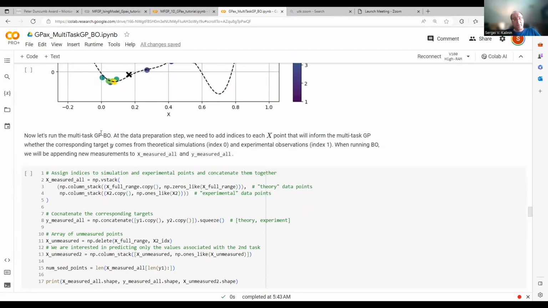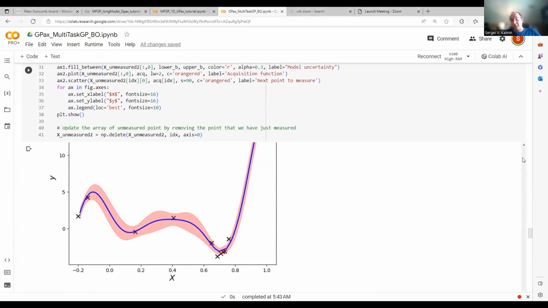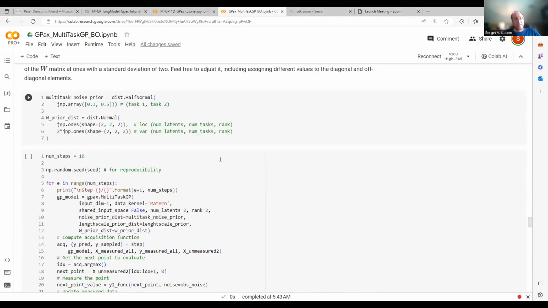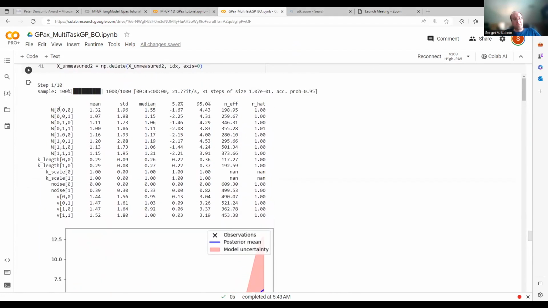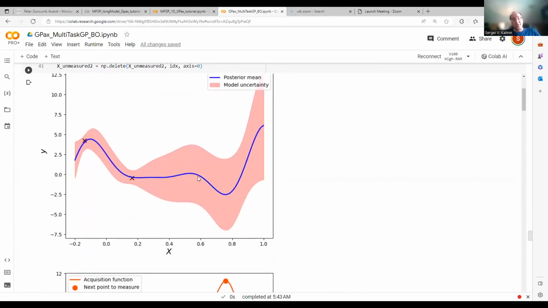Let's try the GPBO. So in this case, let's try the multi-fidelity measurement. So in this case, we have these parameters. So they define how the observations and theory are connected. We have two length scales, so they can be different for the one task and the second task. And see what happens here.